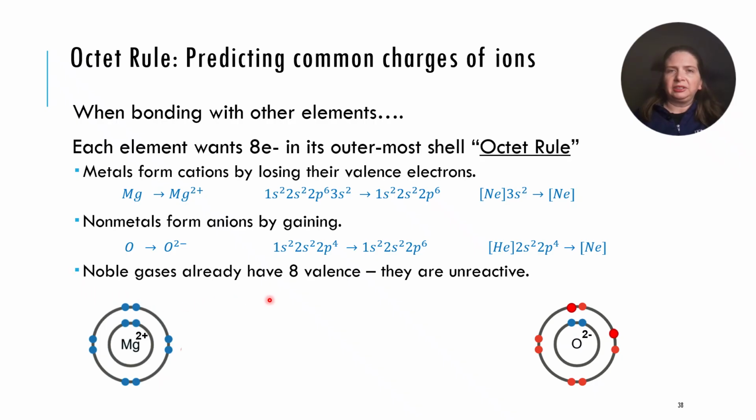The number 8 comes from having 2 electrons in the s subshell and 6 electrons in the p subshell of the valence shell.